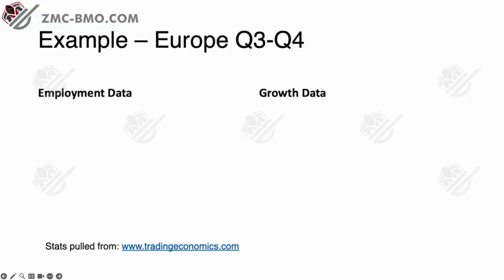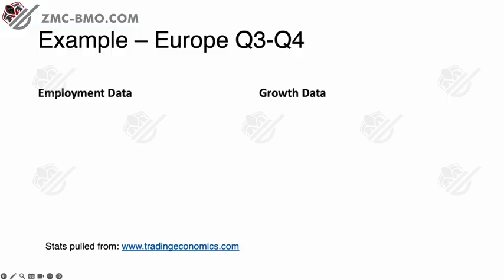Now, employment data. So here's just an example of Europe Q3 to Q4, 2023, by the way. And of course, as I see here, stats are pulled from tradingeconomics.com. It's a good website. Please use it more often. I know some people may not use it as often, but you do need to get used to using that website, because it's very, very crucial, because it's free for one, and it's got all the data you need. So what else could you ask for?